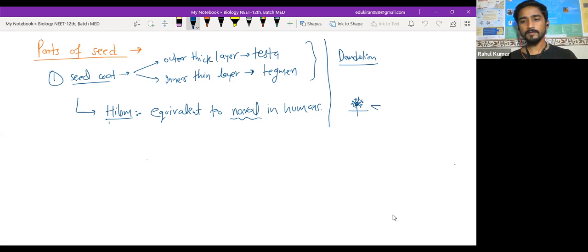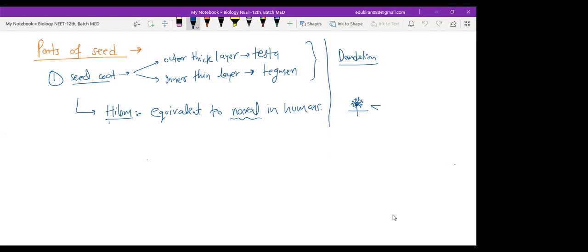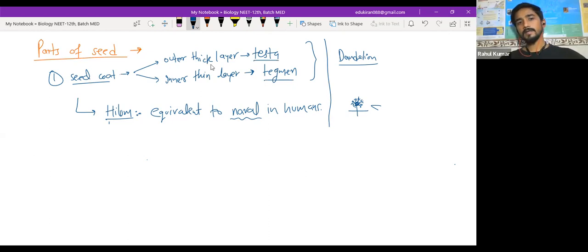Matthew, Samira, and Samson. Yes. Okay. Good. What was the next point, Arpit? Sir, it has two layers, that is outer thick layer and inner thin layer. Sir, outer thick layer is known as testa and inner thin layer is known as tegmen. Yes. So it has two layers.